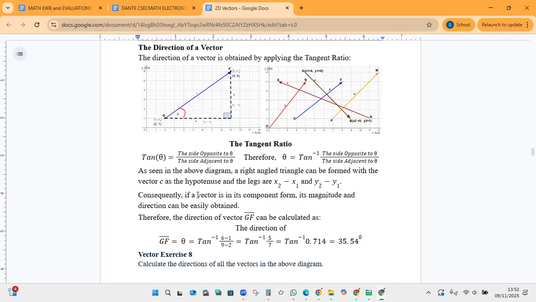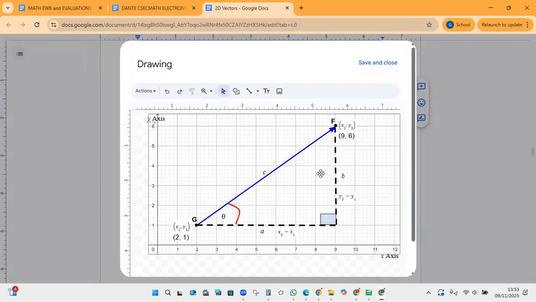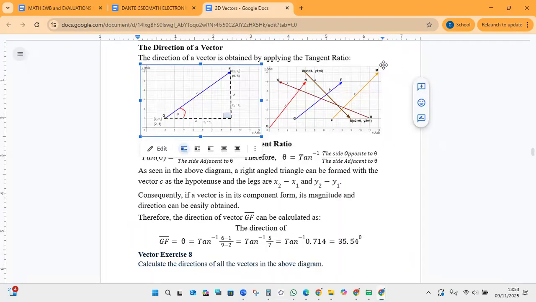So consequently, if a vector is in its component form, its magnitude and direction can be easily obtained. Therefore, the direction of vector GF can be calculated as follows. As you can see, y2 minus y1 would be 6 minus 1, and x2 minus x1 would be 9 minus 2, which we have done already when we were calculating the magnitude.